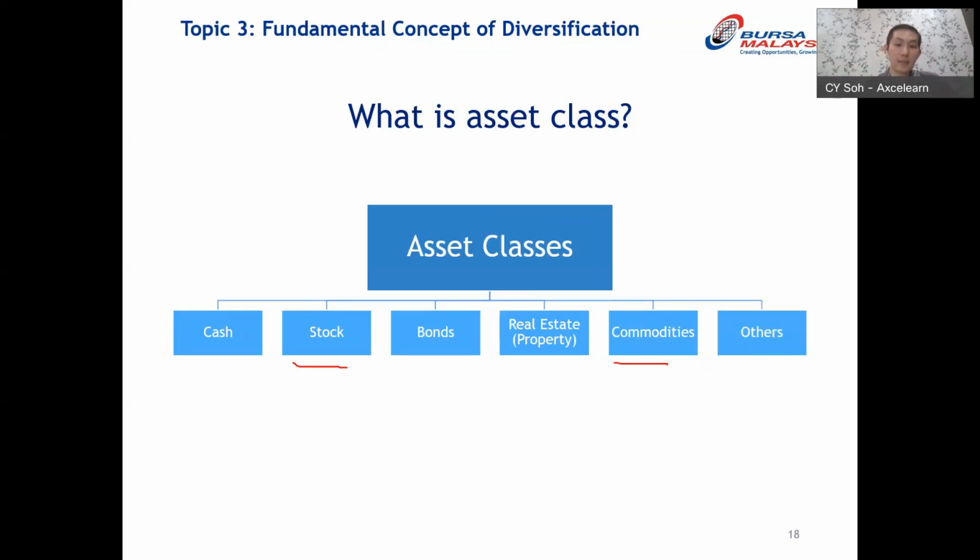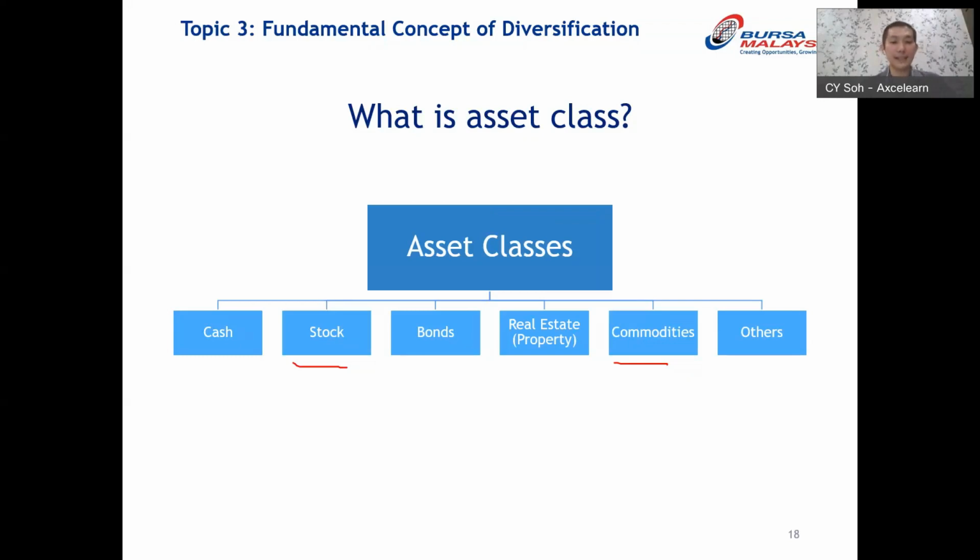Of course, there are some other asset classes where, generally, high net worth people have hobbies, for example, buying collectibles, antiques, or limited edition items, hoping that one day they become very precious.